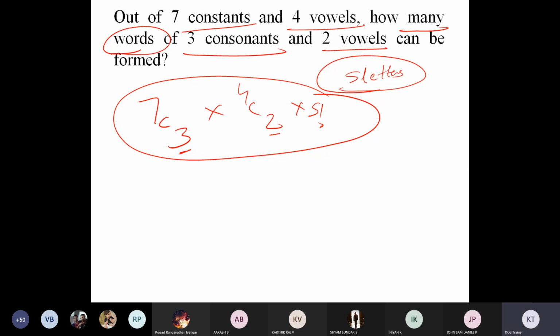Or can I go to the next one? Because this is a similar concept. If you ask me for a different example, I'll again tell you: out of 8 consonants and 5 vowels, how many words of 4 consonants and 3 vowels can be formed? So first select, then do the permutation. Permutation means the number of letters selected, and factorial.